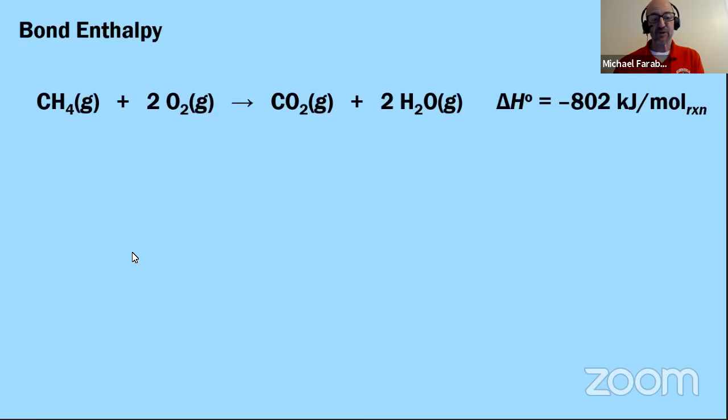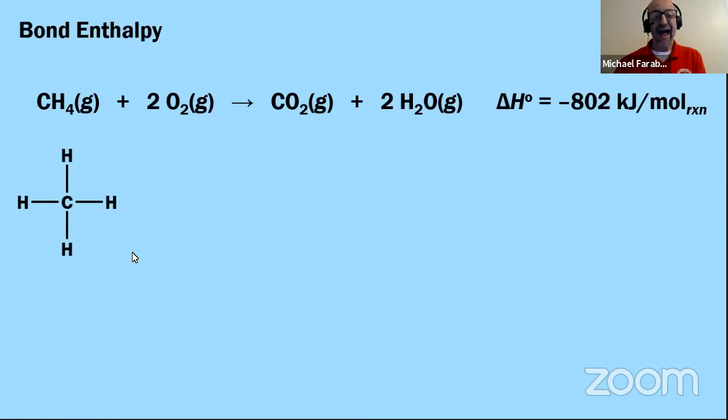So I have to actually draw out the Lewis structure of these molecules to decide what exactly the bonds look like on both the reactant side of the equation and the product side of the equation. Well, CH4 is a rather simple molecule with 4 single CH bonds.